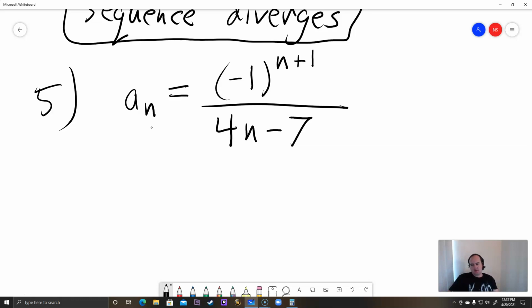So now this one is interesting. It's a lot like the last problem in that it has that negative 1 raised to a power of n. So you would think that this one would diverge too. You would think that, but that's not actually correct.